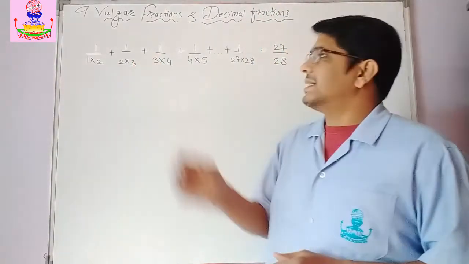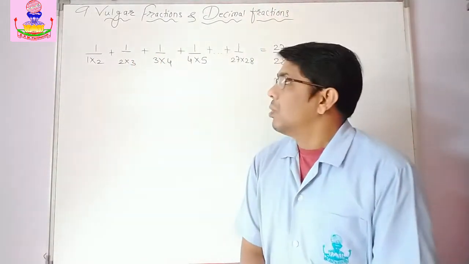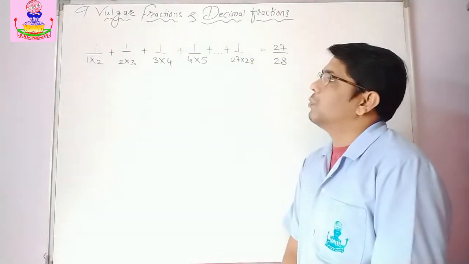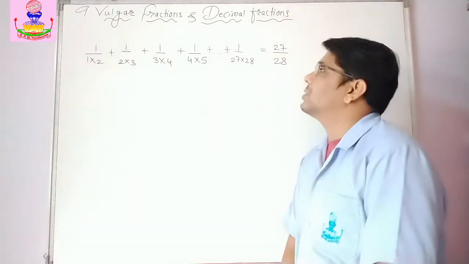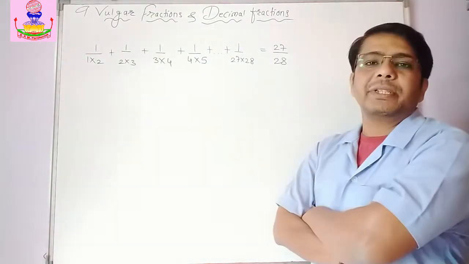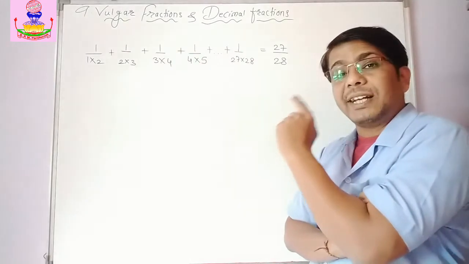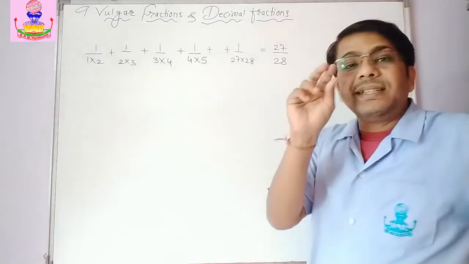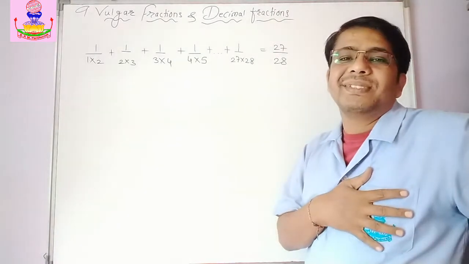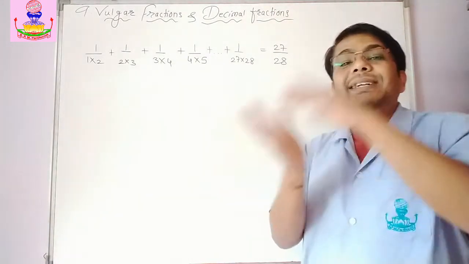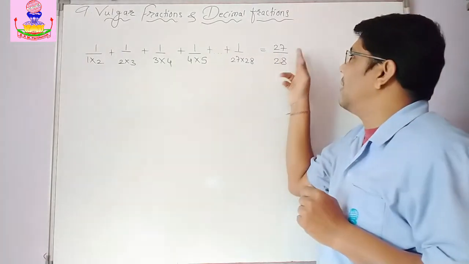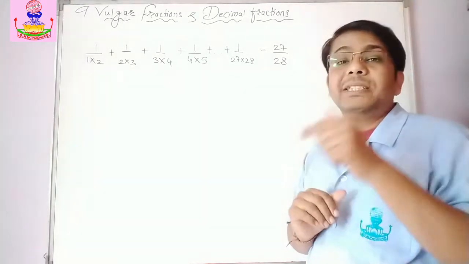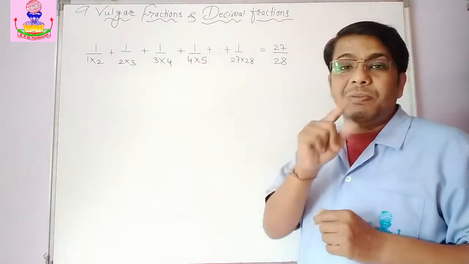Now see the next type of example. 1 upon 1 into 2 plus 1 upon 2 into 3 plus 1 upon 3 into 4 plus 1 upon 4 into 5 plus ... plus 1 upon 27 into 28. For such types of examples, see the last denominator. It is 27 into 28. So that comes as the answer. It gets simplified to 27 upon 28. Okay, so please remember that. This is a different type of example.